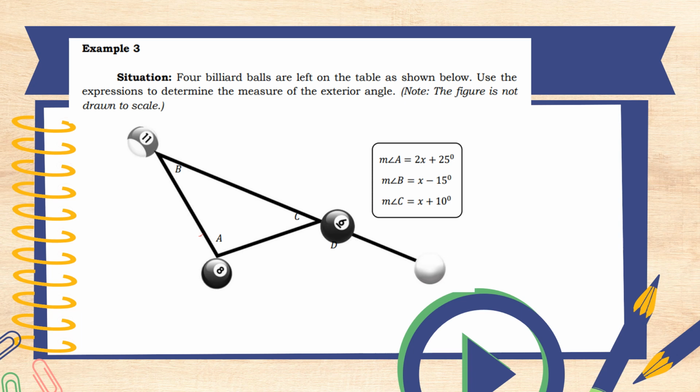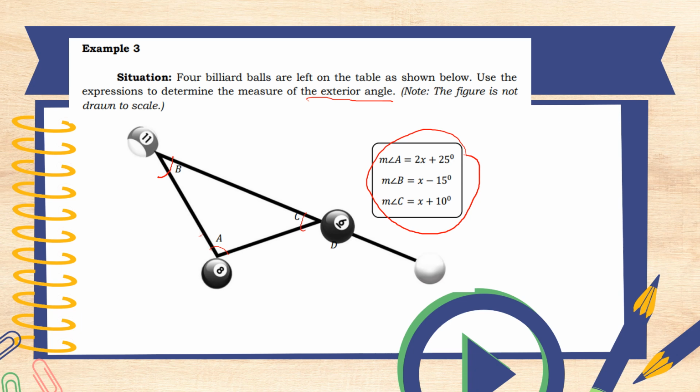Example 3. Situation. Four billiard balls are left on the table as shown below. Use the expression to determine the measure of the exterior angle. Now, for us to determine the measure of the exterior angle, we need to find the measurements of each angle using the given values. So these are the interior angles.